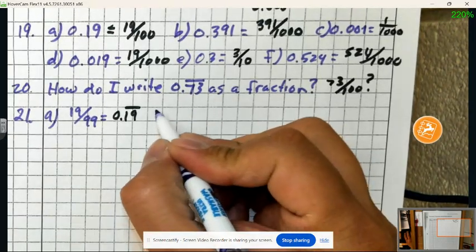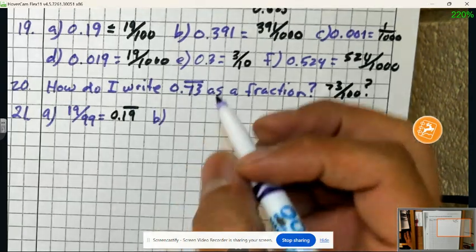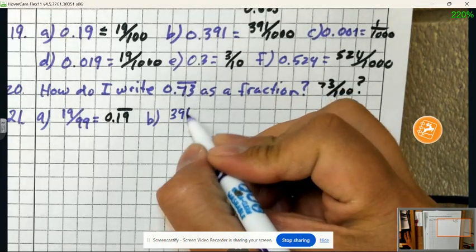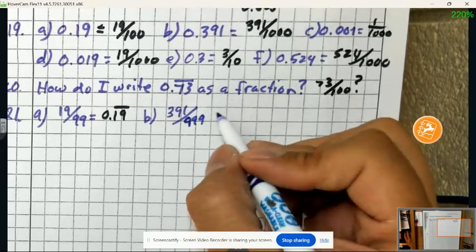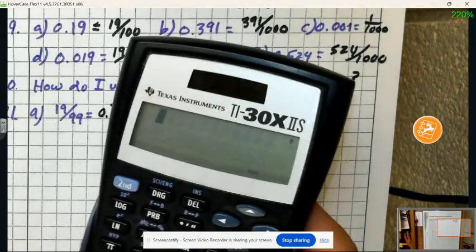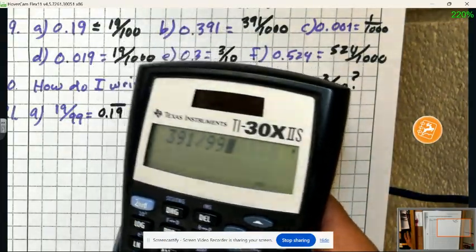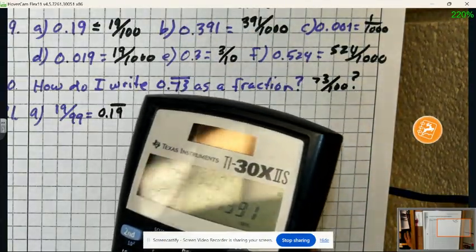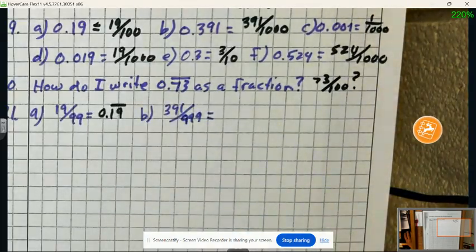So question B, we have 391 over 999. And what is that equal to? So we're looking at a calculator. We have 391 divided by 999, and we get 0.391391391. So the 391 repeats.